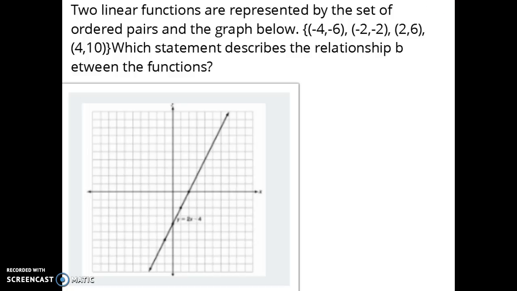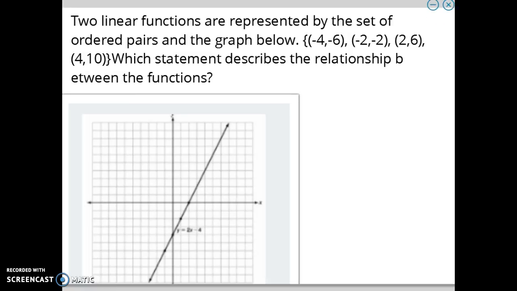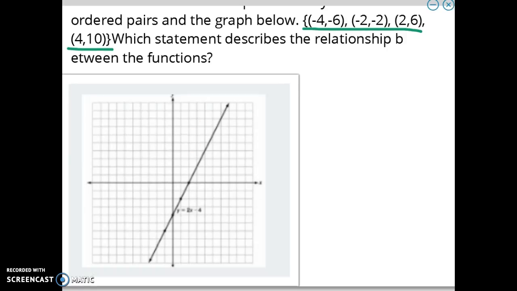I have two linear functions here. They are represented by the set of ordered pairs, which are here, as well as the graph, which is here. Which statement describes the relationship between the functions? Well, let's come up with one. So if I was to graph this, I would go over -4, 1, 2, 3, 4, and down 6. 1, 2, 3, 4, 5, 6. And I would place a point right there.